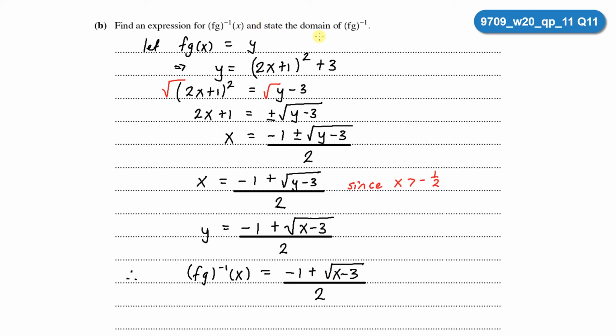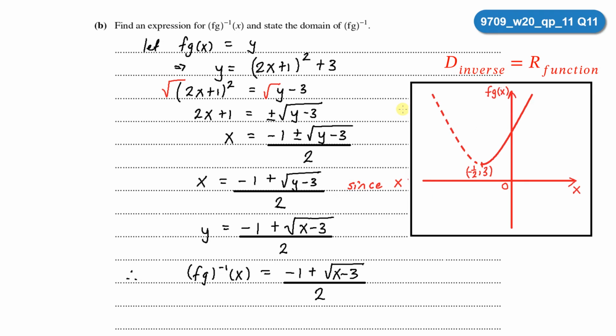Now they say state the domain of fg inverse. Now you need to understand that the domain of the inverse function is equal to the range of the function. Now if you consider the graph of the function fg, you find that it's a parabola with a minimum point at minus half and 3. And the range of the function fg is f of g of x is greater than 3.